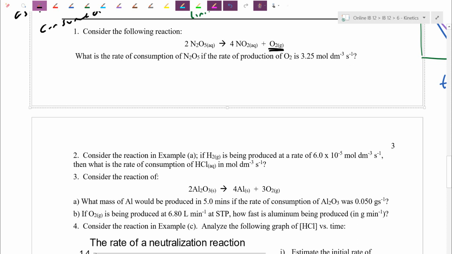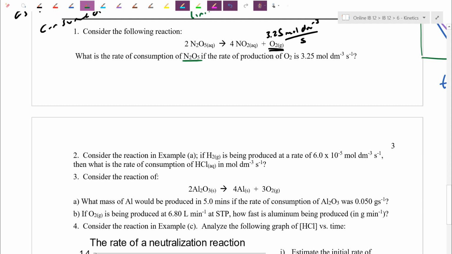They've done that. And what they've figured is the rate of production, the rate of making O2, is 3.25. They've put us back into our generic units, which is helpful. Mole per dm cubed, that's your molar, all over a second. That's the rate at which the oxygen is being formed. And all they want you to do in this problem is see if you can do a stoichiometric conversion. Can you re-express it in terms of N2O5?